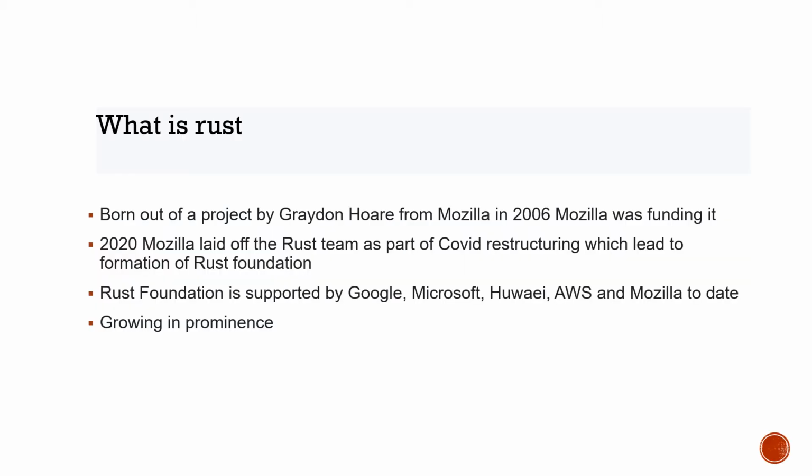So what is Rust? If you look at the historical perspective, Rust was started by Graydon Hoare from Mozilla in 2006. Mozilla was basically funding it as an internal R&D project. Then it moved on to be developed, and in 2020, Mozilla laid off the Rust team as part of the COVID restructuring due to financial considerations. Now they have reformed as the Rust Foundation, which is supported by Google, Microsoft, Huawei, Amazon, and Mozilla to date, and it's growing in prominence.